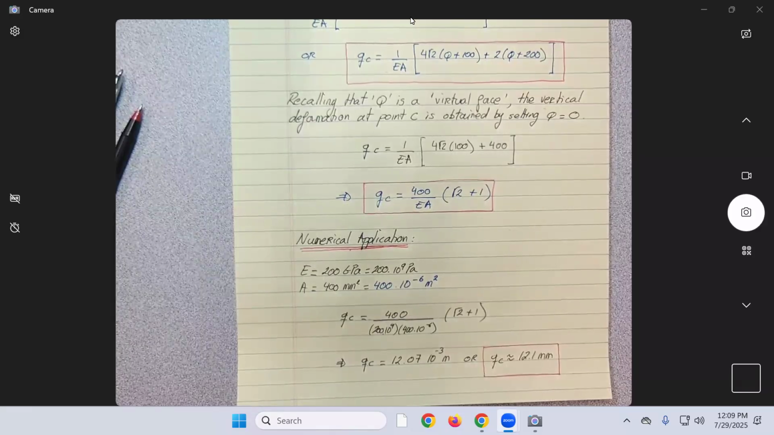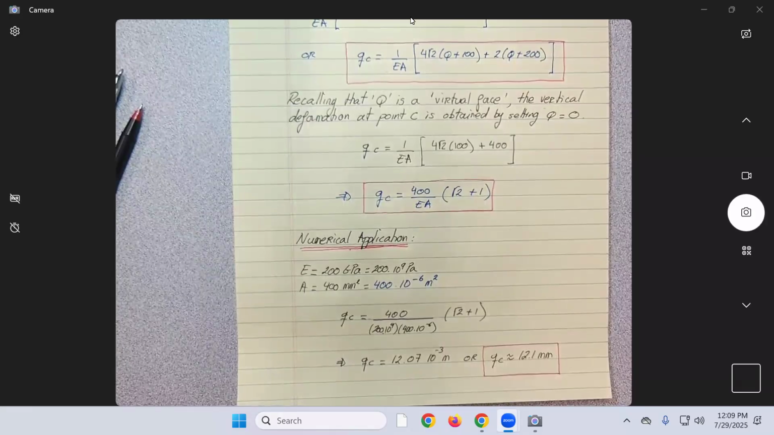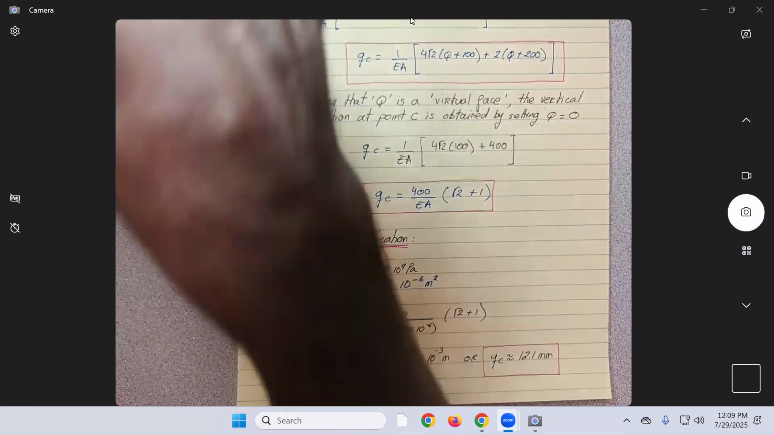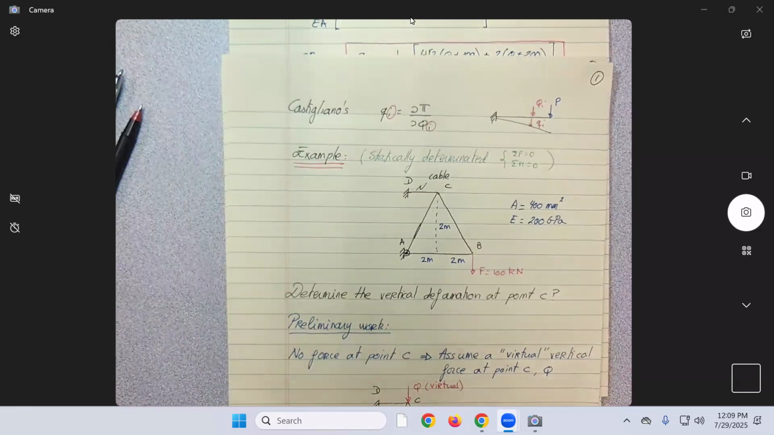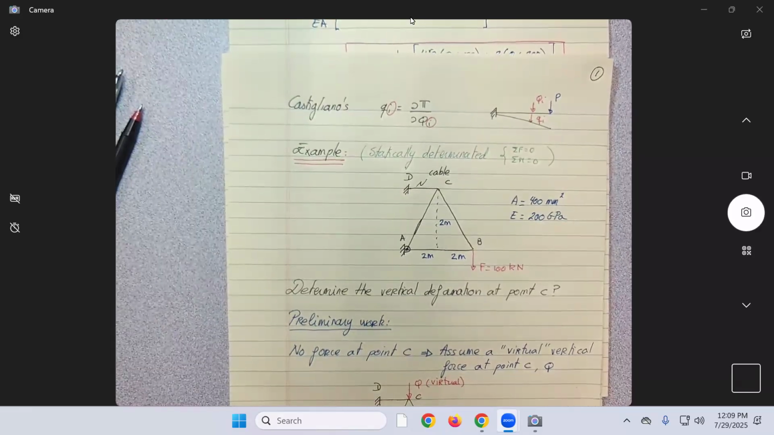Okay, so if we were to choose just any other point, let me ask you a question. If we choose any other point, even with the force, is there an easier way to go about doing it, or do you still have to do the quote unquote virtual force? You still need to do each point.